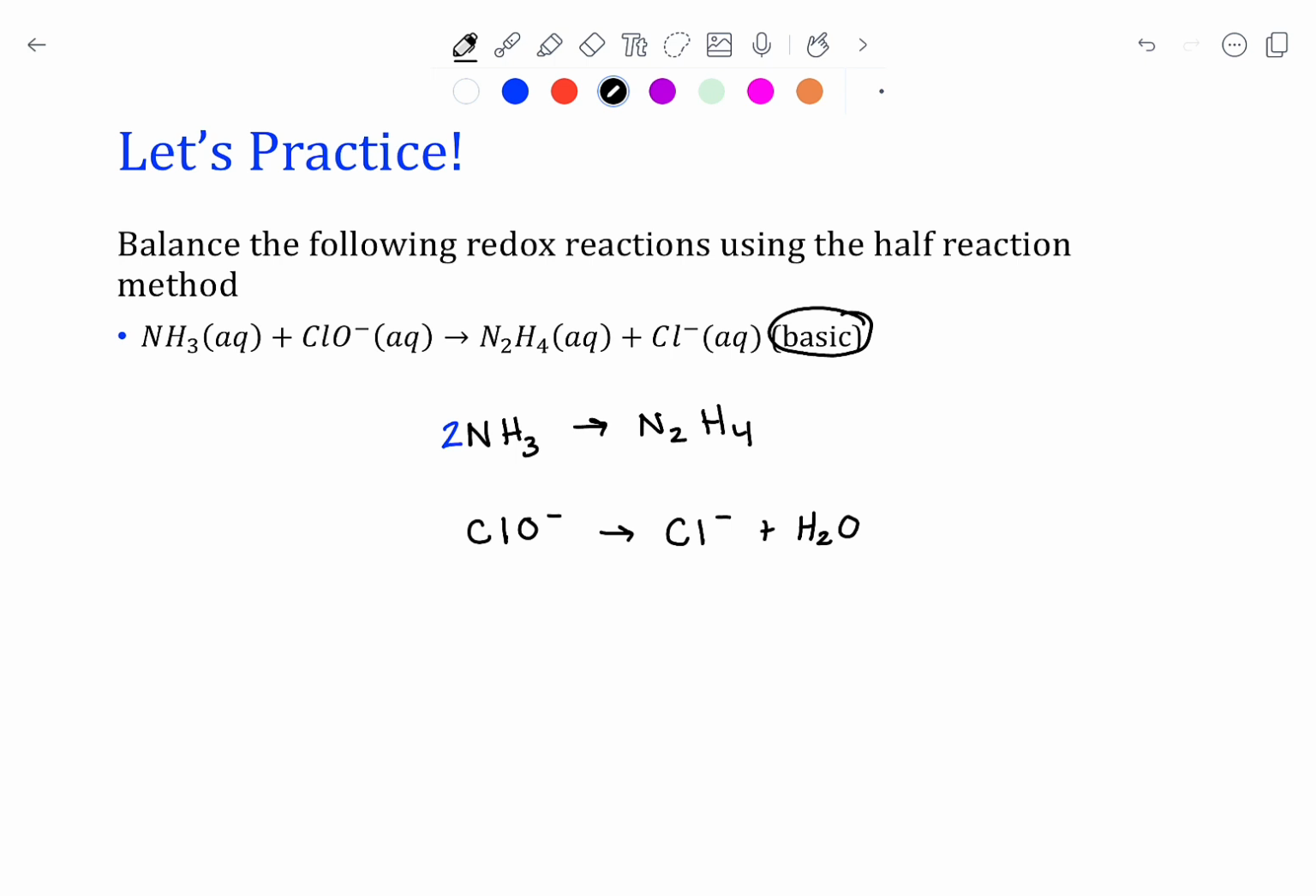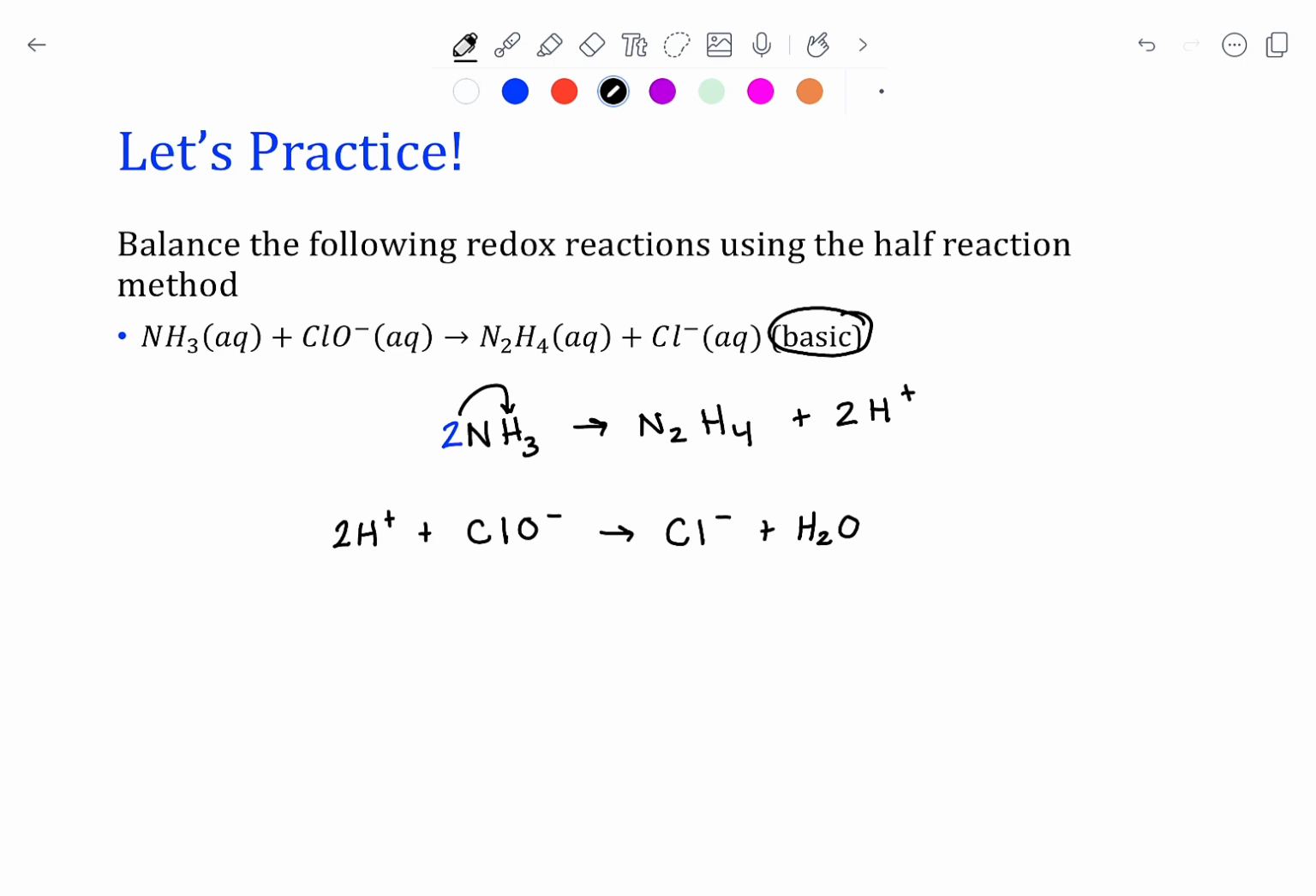Okay, our next step is to then balance for hydrogen using H+. So in our first reaction, we have 6 hydrogens, right? That 2 is going to apply to those hydrogens there. So we have 6 hydrogens on our reactant side and 4 on our product side. So we need to add an additional 2 hydrogens to our product side. In our second equation, we have 2 hydrogens in our product side and none on our reactant. So we need to add 2 hydrogens to our reactant side.